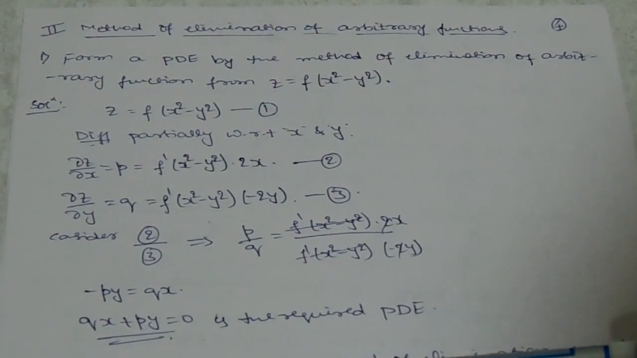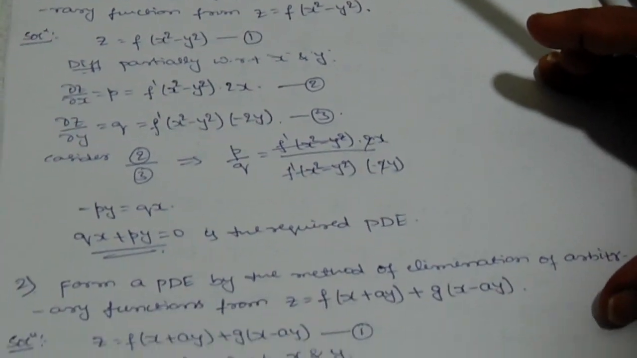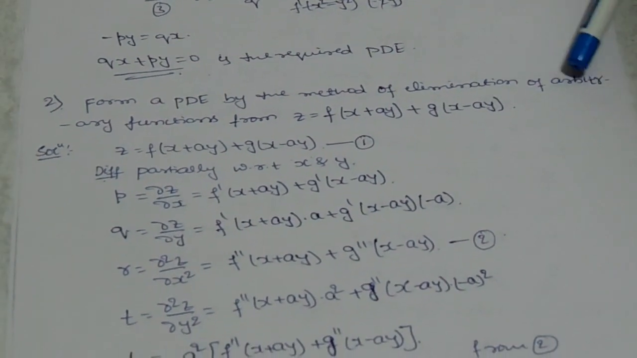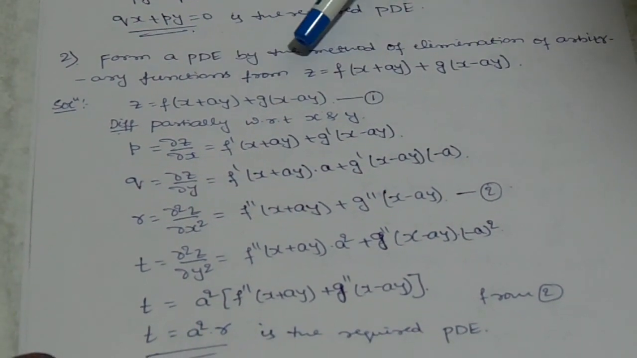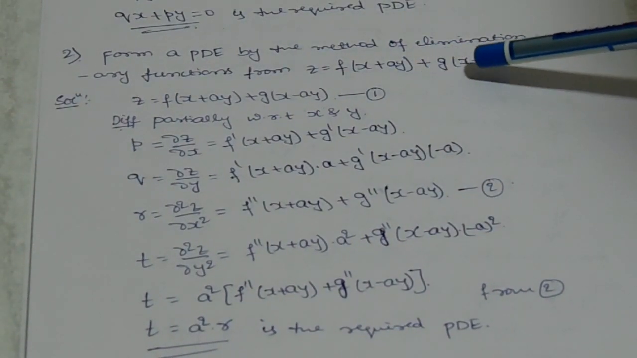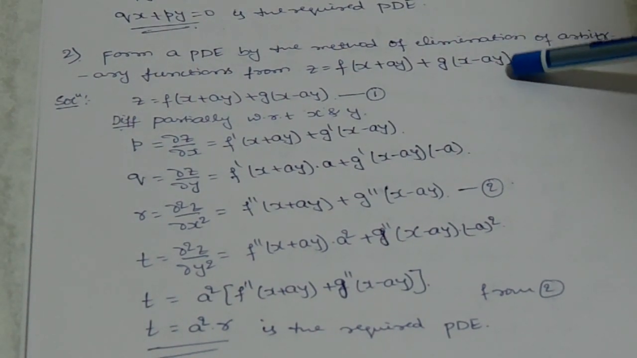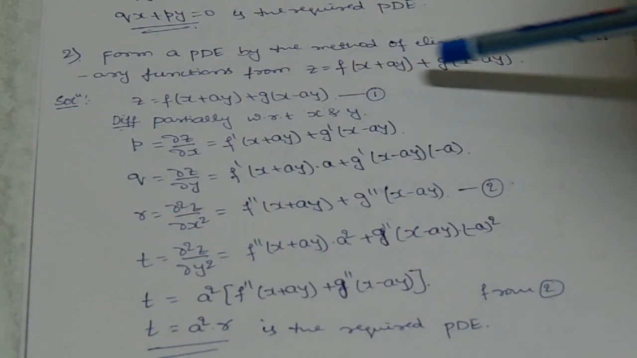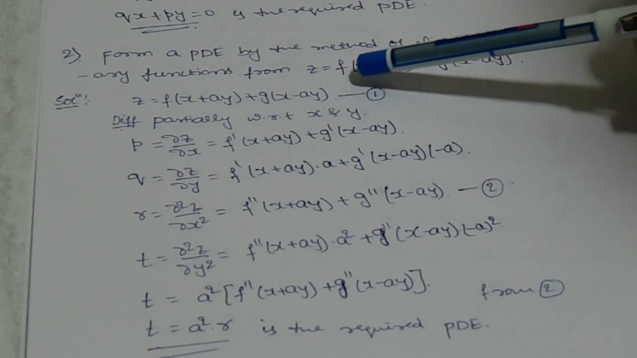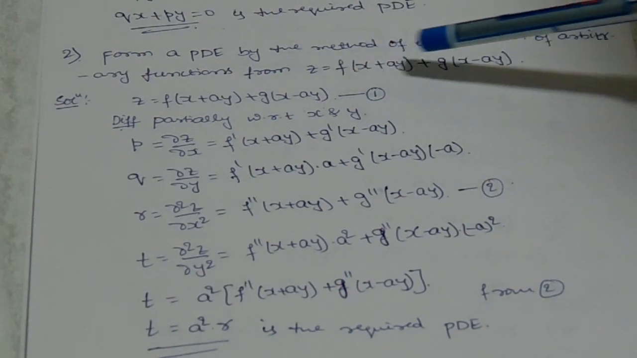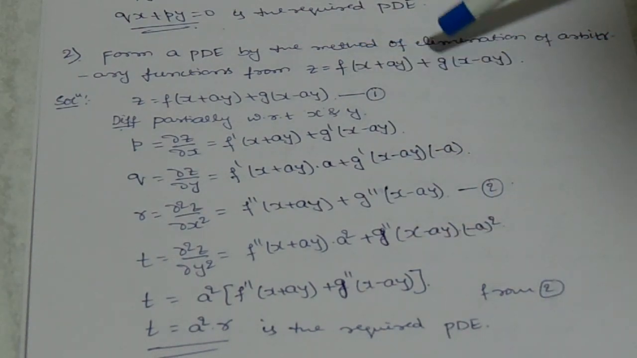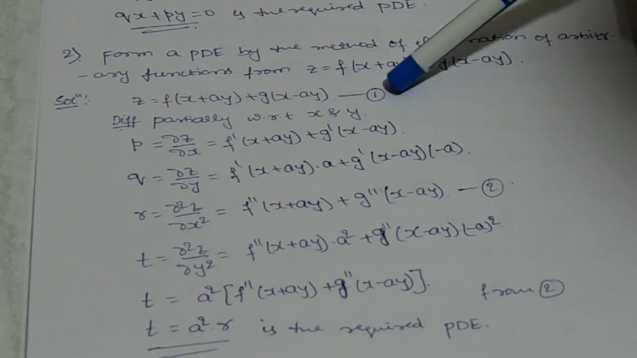We shall know one more example. Form the PDE by the method of elimination of arbitrary function from z equal to f of x plus ay plus g of x minus ay. Observe here, there are two arbitrary functions. Earlier in the previous problem, there was only one arbitrary function, whereas in this problem, there are two. One is f, another one is g, and we have to eliminate these two and form the PDE. With the same method, consider this as equation 1.